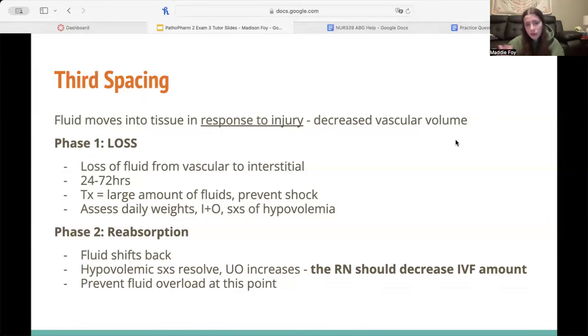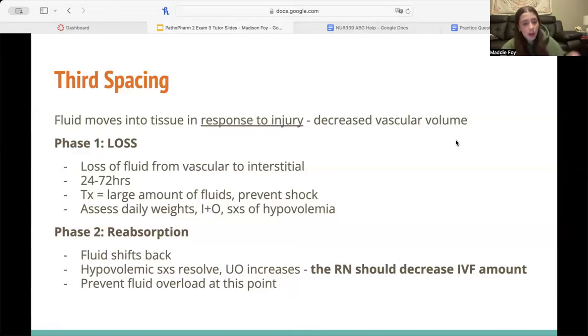So in phase one, there's that loss that I just said. You lose fluid from your vascular space to your interstitial space to provide those blood cells, those resources that your body needs to start the inflammation cascade. This lasts typically 24 to 72 hours after the initial injury. And the treatment here is because you're losing vascular volume, you want to give large amounts of fluids in order to prevent shock from decreased blood pressure.